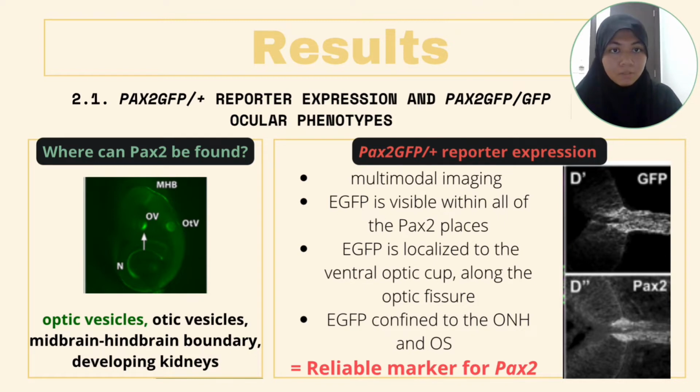And in the picture below, you can see that the location where GFP can be seen is also the same as where PAX2 can be seen. Both of them are the light colored parts there. And so, based on these observations, we can say that the PAX2 GFP plus gene reporter is a reliable marker for PAX2. And now we can proceed to using this gene reporter in our next experiments.